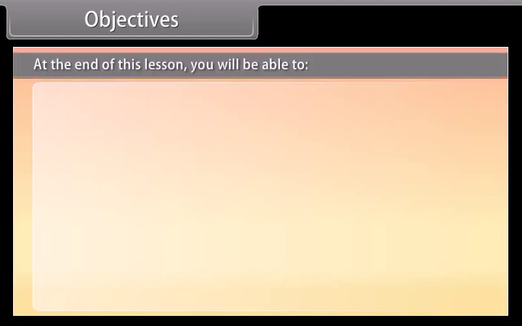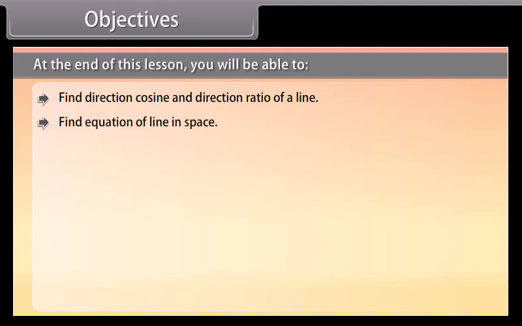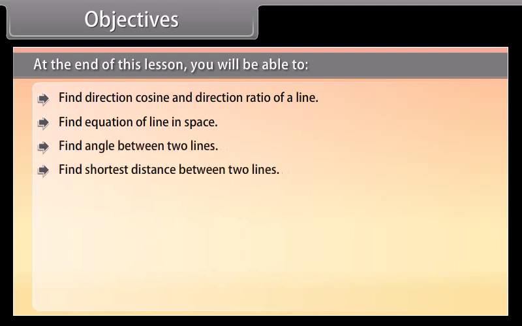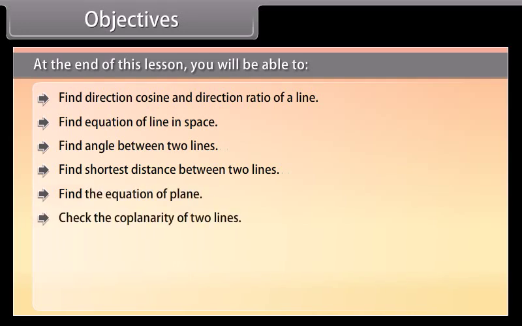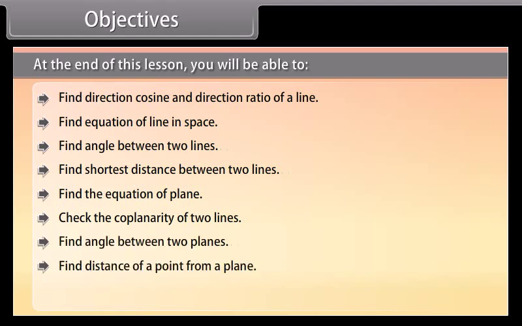At the end of this lesson, you'll be able to find direction cosine and direction ratio of a line, find equation of line in space, find angle between two lines, find shortest distance between two lines, find the equation of a plane, check the coplanarity of two lines, find angle between two planes, find distance of a point from a plane, find angle between a line and a plane.